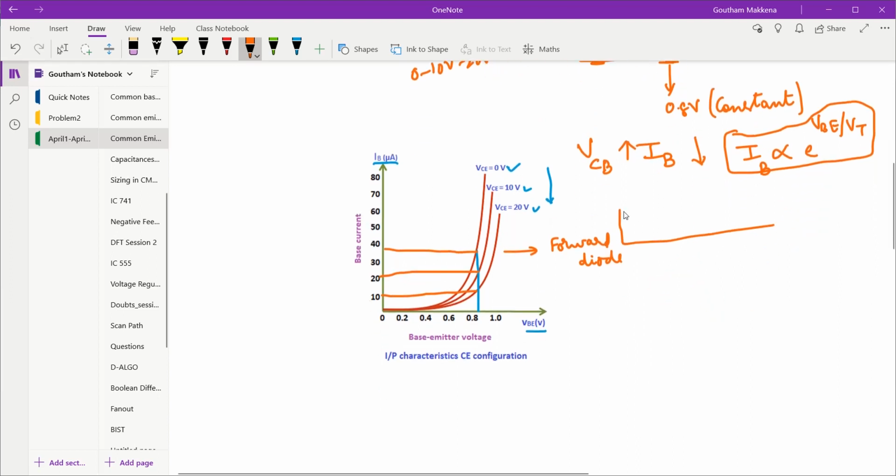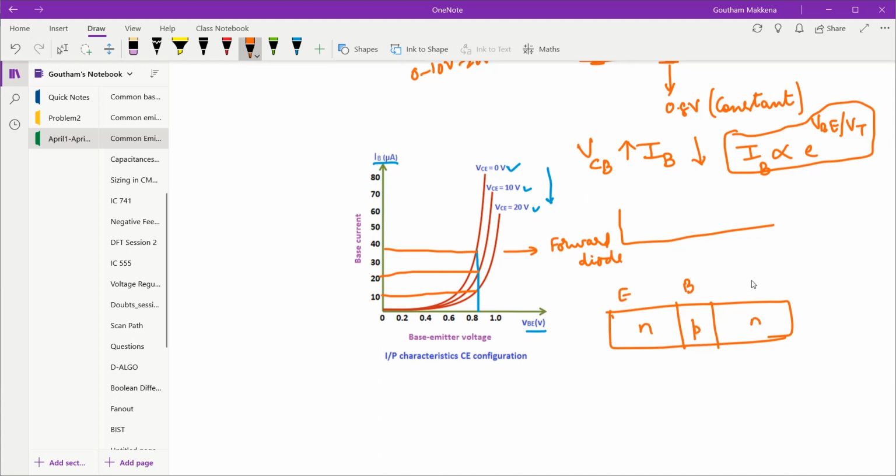So let us take the transistor, NPN. We know that the width of the base region is much smaller. This is emitter, base and collector. We know that for the active region, the emitter base junction should be forward biased and the collector base junction should be reverse biased. Now let us see what is happening over here.